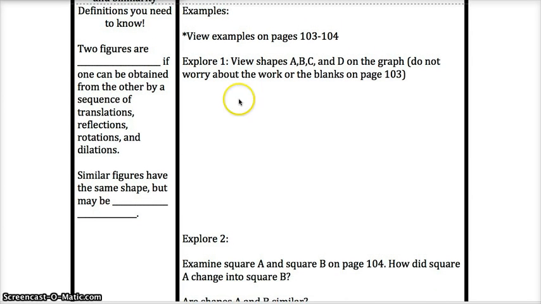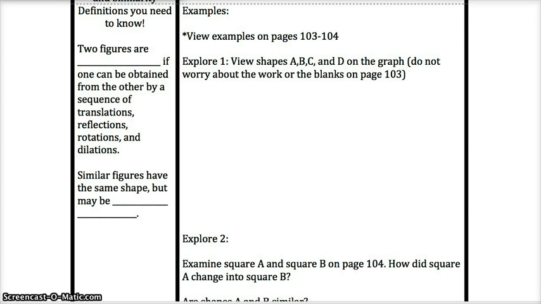So first we need to turn to page 103 and look at the graph that's on the top right-hand corner. You're going to see shapes A, B, C, D, and E. And you don't have to worry about the blanks that are on page 103. We're just going to follow along with what's on the video.